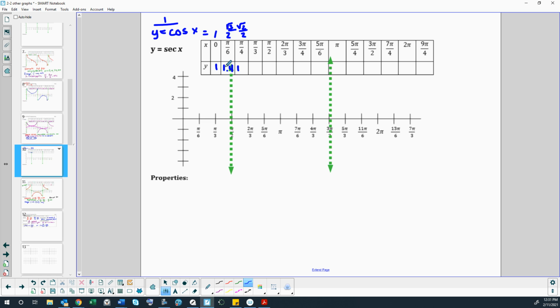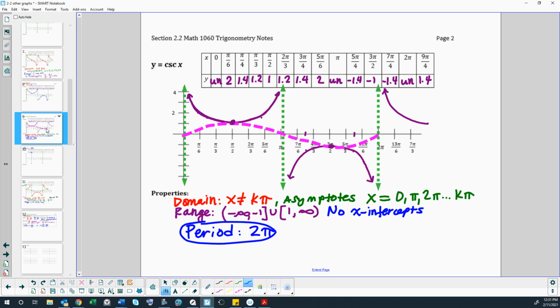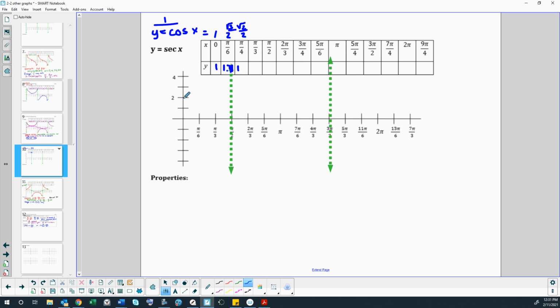Maybe I've mixed up my intervals. Maybe this one was more like 1.7. Now I can't remember. They should be the same numbers I had on my last chart. Okay, 1.4 was right. I just was not remembering. So this would be more like 1.2, the reciprocal of square root of 2 over 2. And then the cosine of pi over 3 is 1/2, so that reciprocal is 2. And then the cosine of pi over 2 is 0, so that's where it's undefined.